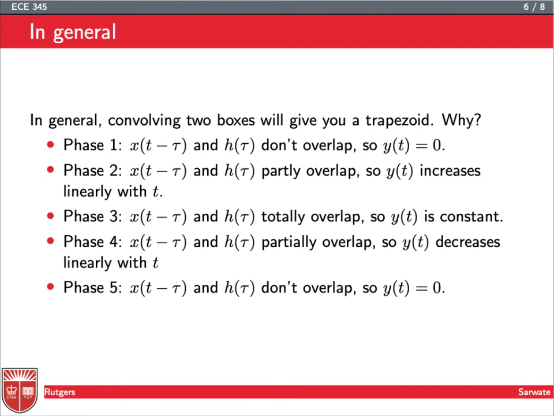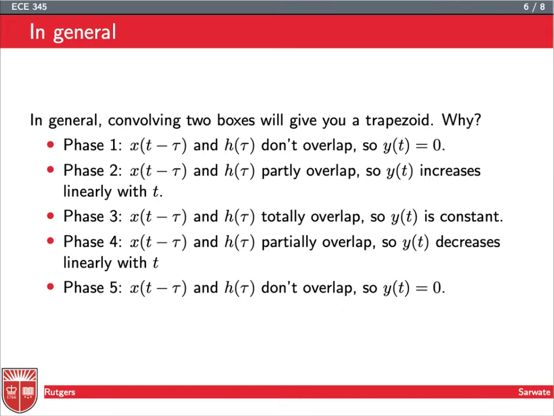So in general, convolving these two boxes is going to give you a trapezoid, and hopefully you can see why from the example before. If you can't see why, try to draw out another example for yourself, or better yet, use the demo, try two different boxes in the demo, and see if you can build some intuition about why you're going to get a trapezoid.